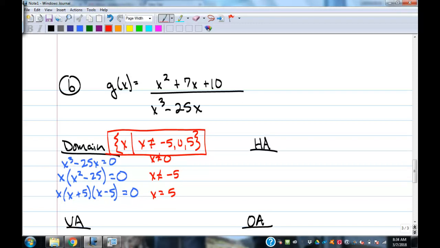That's a pretty long, lengthy sentence in interval notation if you needed to put that in there. So set notation is fine.